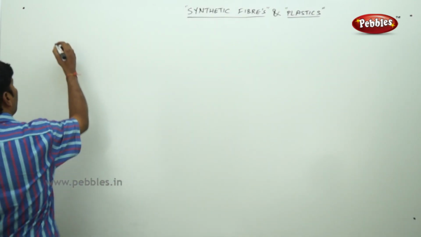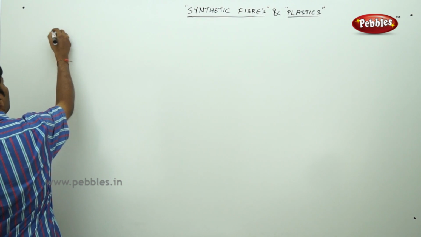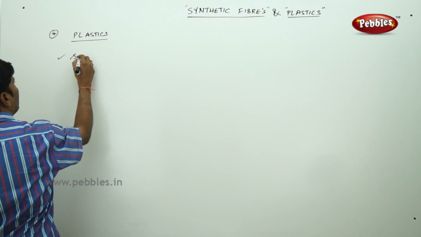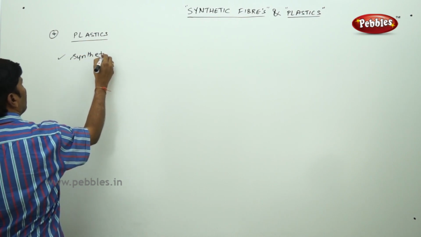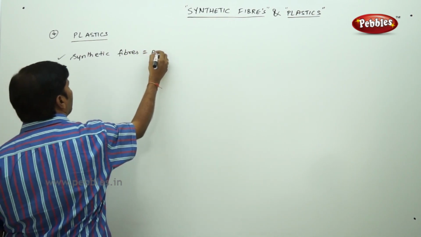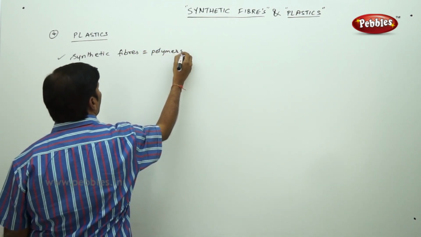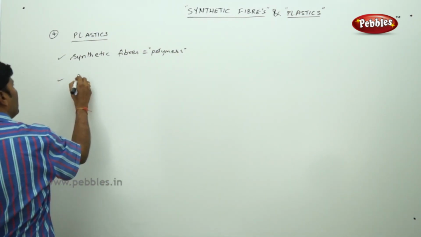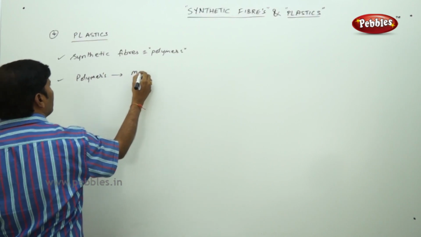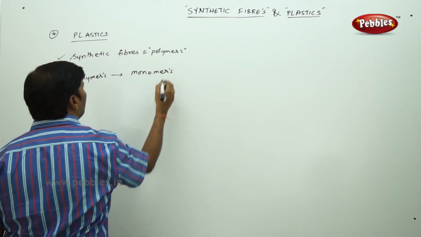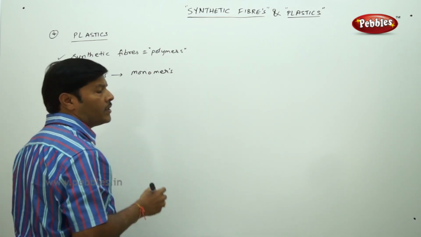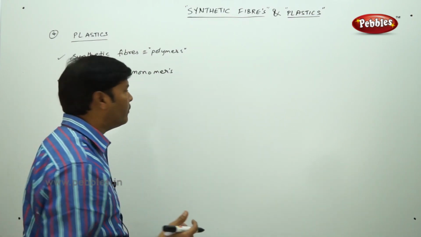The next part of the discussion here is plastics. These are synthetic materials which are made of polymers. Polymers in turn are made up of monomers. Depending upon the kind of monomers present in the polymers, we can decide what kind of classification we can give for plastics.